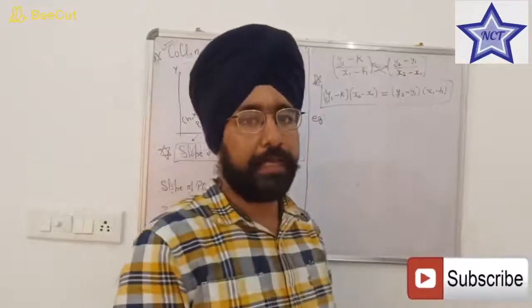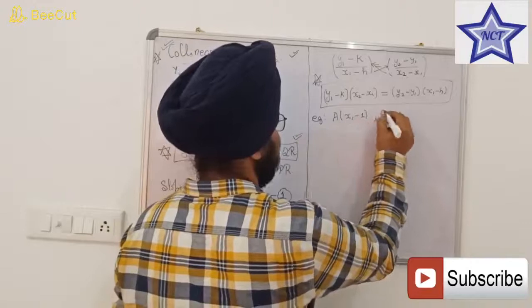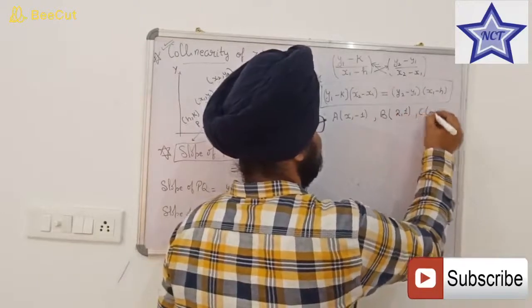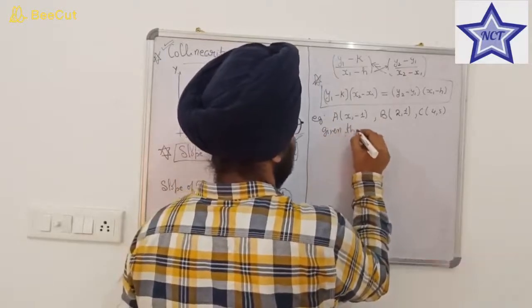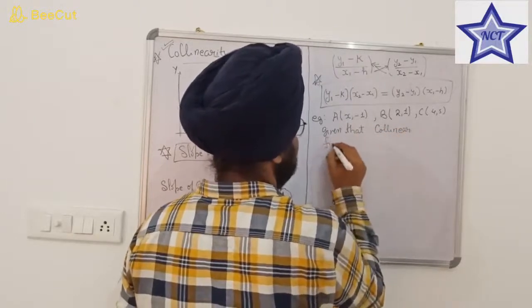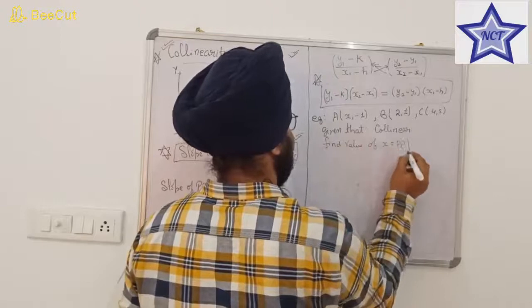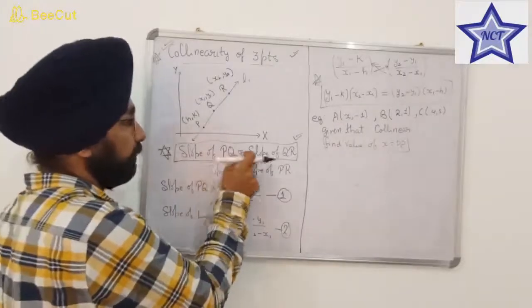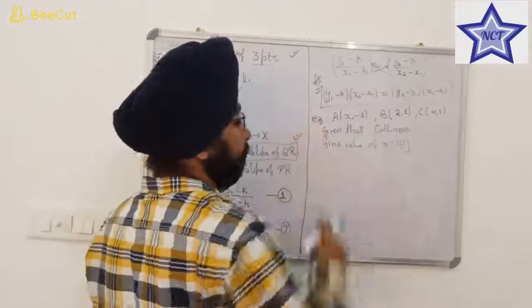Say 3 points are given. First is A, (x, minus 1). Second point B, that is (2, 1). Third point C, that is (4, 5). It is given that the points are collinear. Find the value of x. Two methods: either use the condition that the slope of AB must be equal to the slope of BC, or directly use the obtained result.